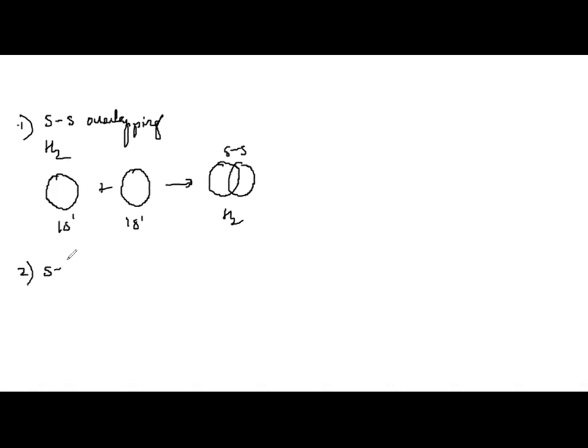Second is s-p overlapping, wherein one atom will use its s orbital and another one will use its p orbital. For example, the HCl molecule. So here, hydrogen is 1s1. Here, chlorine, you know, is 2, 8, 7, and the outermost shell unpaired electron is present in p. Therefore, 2p.